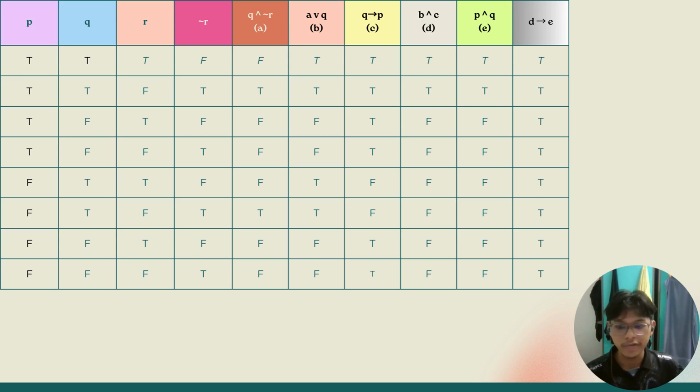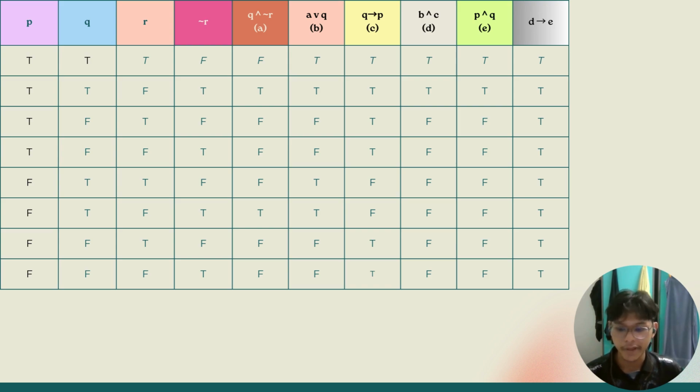First, we create a truth table and put all the possible values for P, Q, and R. For P, the values are TT, TT, FF, and FF. For Q, TT, FF, TT, and FF. For R, TF, TF, TF, and TF. Next, we negate R and look at the R column, and the output values are FT, FT, FT, and FT.